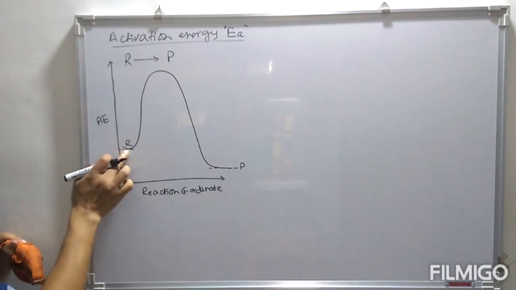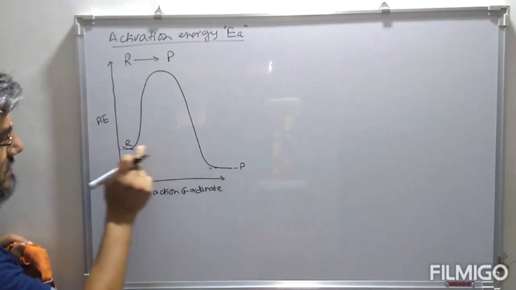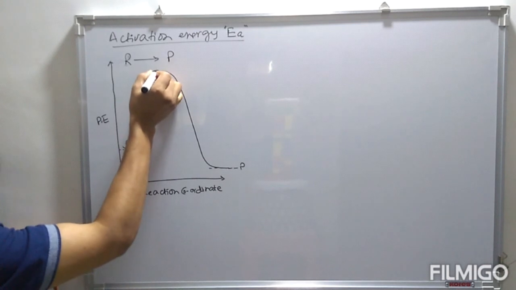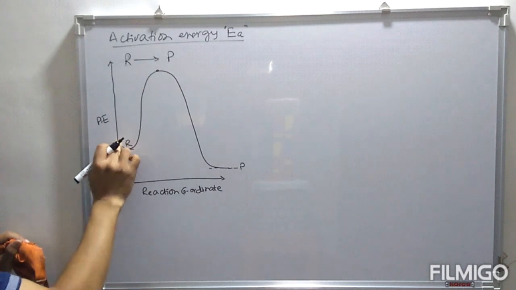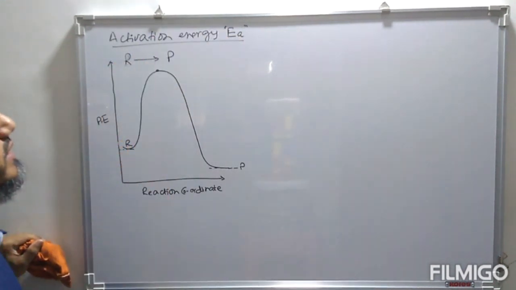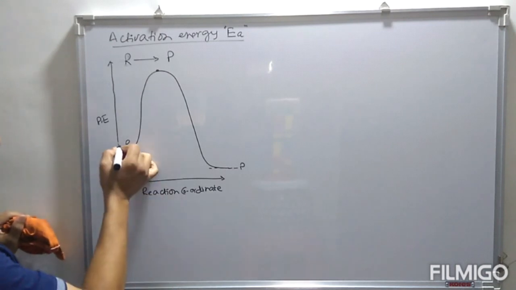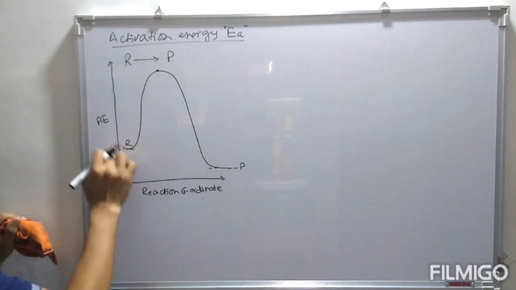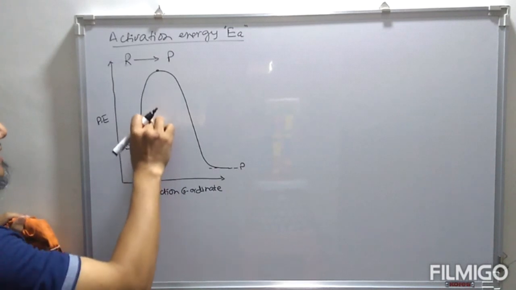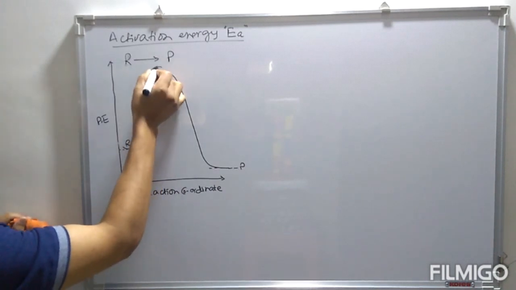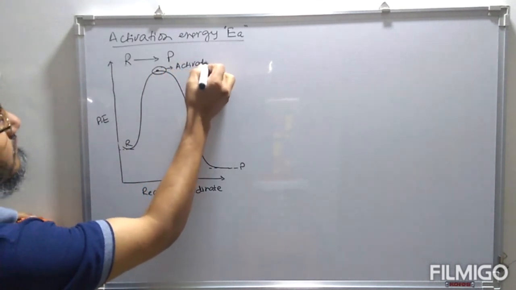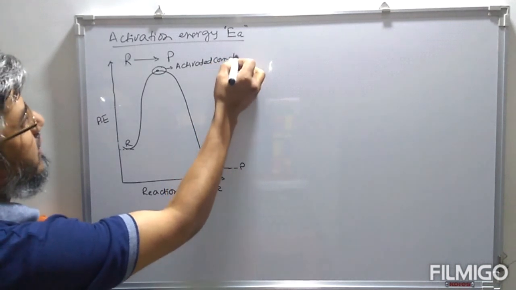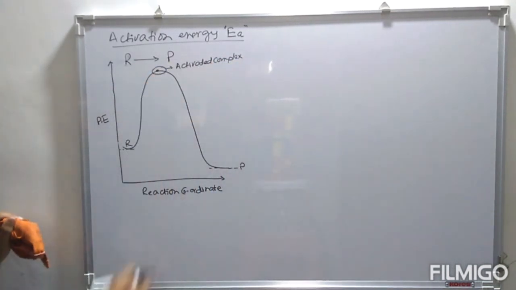Now look at this. This reactant is to be converted into product P. For this, the reactant has to cross this minimum energy barrier. So this minimum energy barrier that must be possessed by the reactant molecule, this is what we call EA, that is activation energy. So during the course of reaction, the R molecules, reactant molecules, undergo collision, and this forms a particular state which is known as activated complex. The energy required to form this activated complex is also defined as activation energy.